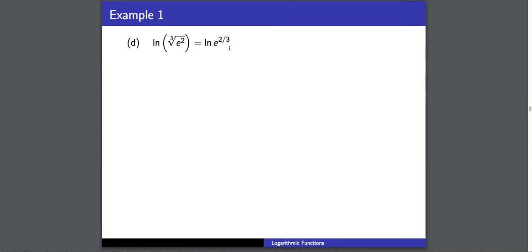So e to the 2/3 power. That's log base e of e to the 2/3 power. And one of our properties from a slide in the last video was if the base of our logarithm matches the base of our exponential expression, then the answer is going to be the power. So in other words, what power do we have to raise e to get e to the 2/3 power? It has to be 2/3. So the natural log of the cube root of e squared is 2/3.